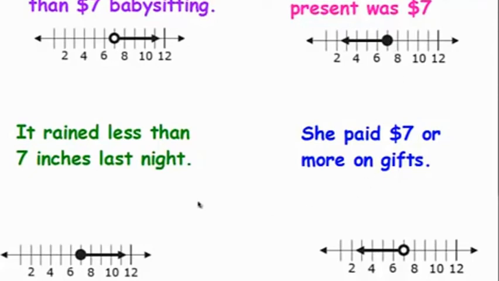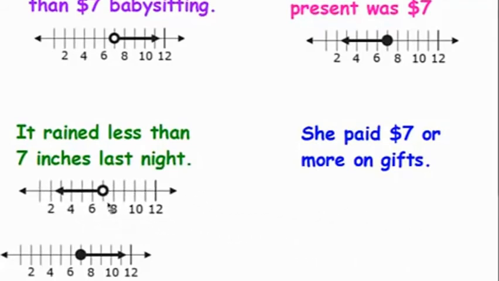Let's go to the green one. It rained less than 7 inches last night. This is the correct graph for that. It starts at 7, but it's not filled in because it specifically said it rained less than 7 inches. It doesn't include the 7.